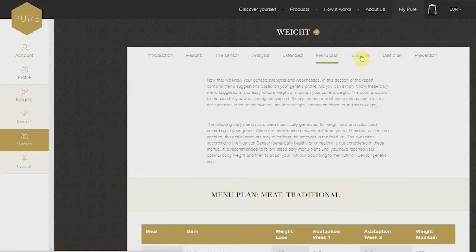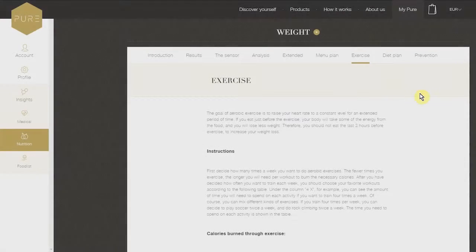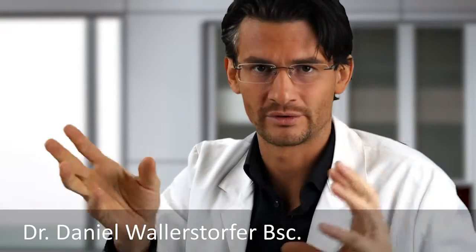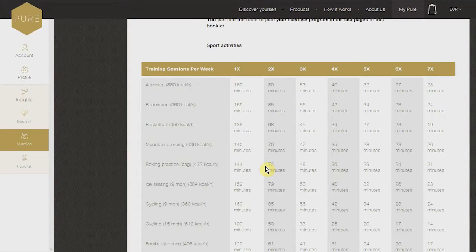The next part is also that you will have to do some exercise to lose weight. And if you click on the exercise section, it will first explain to you how to do it. So as you remember, in the genetic test we found out how much calorie reduction you should do and how much exercise you should do, and it might be more of one or more of the other. And again, this was individually calculated for you based on your genetics. And if you go down to this column here, you now have the choice of choosing what kind of exercise you want to do, and your genetics will tell you how much of the exercise you need to do to reach your goal.